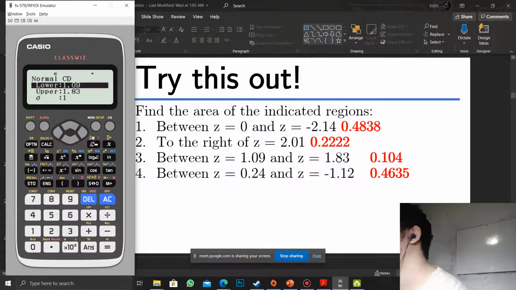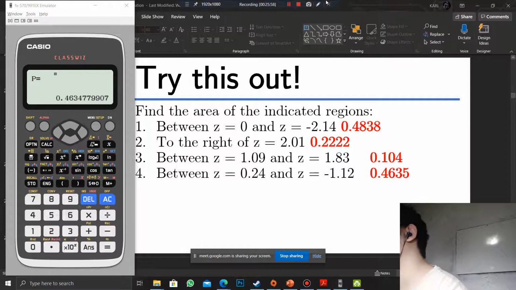Ayan. 0.24 and negative 1.12. Ito. Baliktad. Dapat ayaw nila ng negative yun nasa taas. No? Ayan, 0.4635. Okay? There we go. Good job. Next.